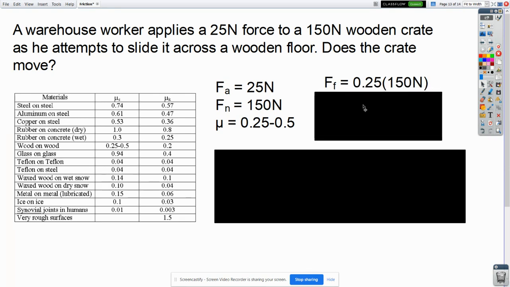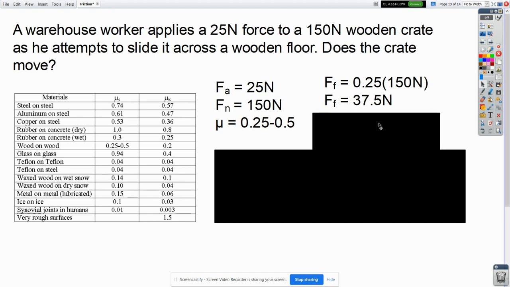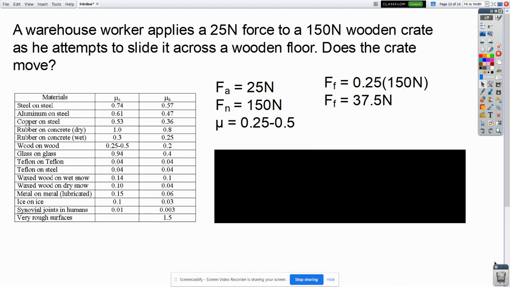Find the force of friction first. Coefficient of friction times normal force. 0.25 times 150 is 37.5 newtons. Now, we're not asked for the net force. We're asked, does the crate move? The force of friction would be theoretically 37.5 newtons.